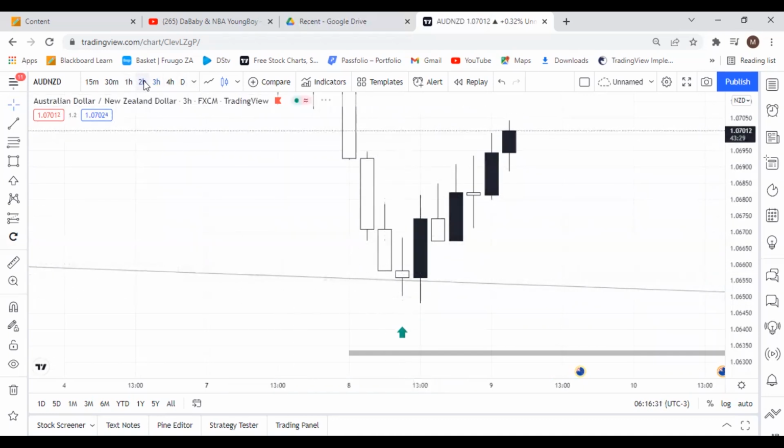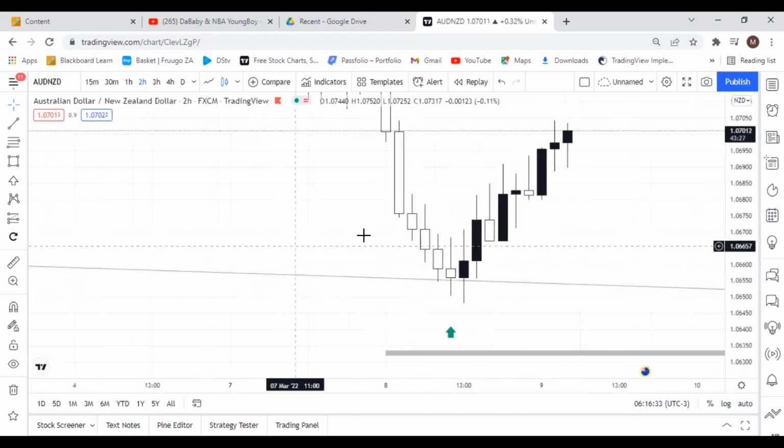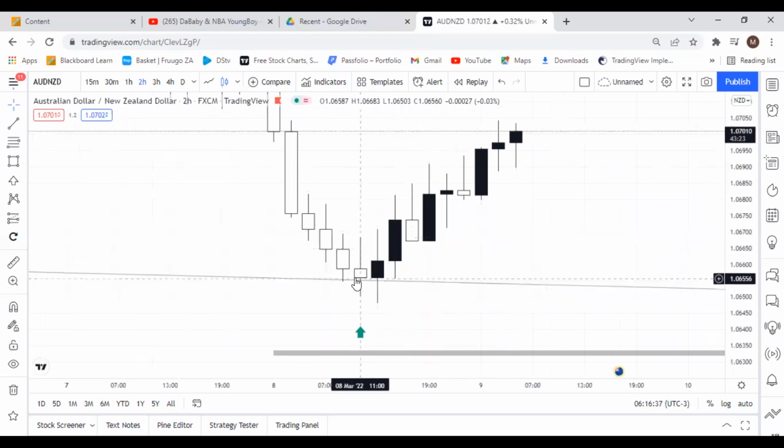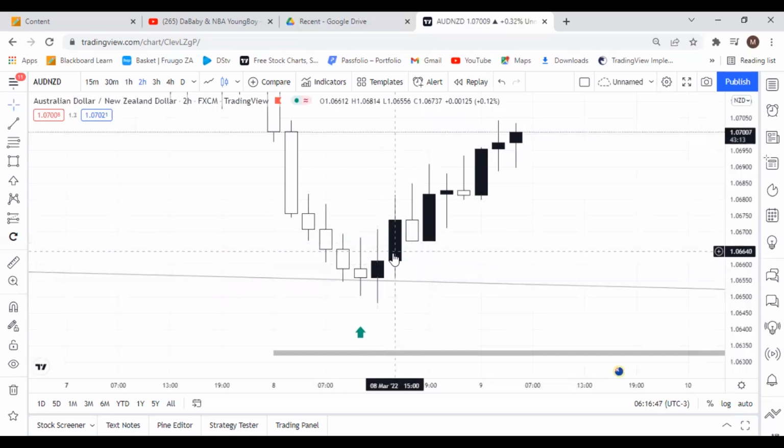And if that was not enough for you, you could have scaled down to the 2-hour time frame. As you can see, rather the same thing happened, but the first bullish candlestick was a bit small, and then you had a series of 2 bullish candlesticks, which is also confirmation.